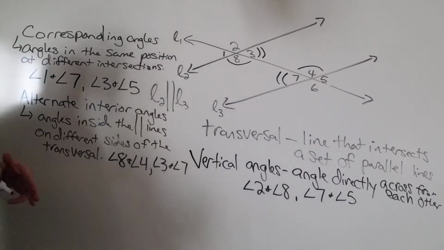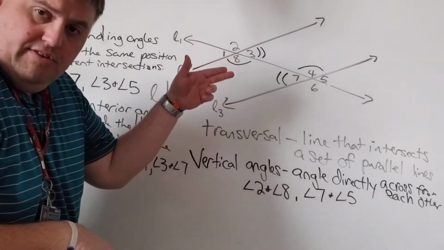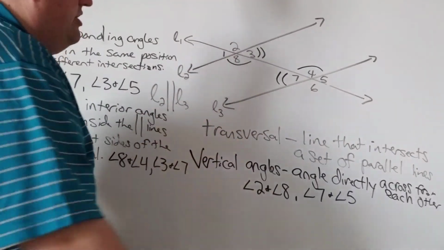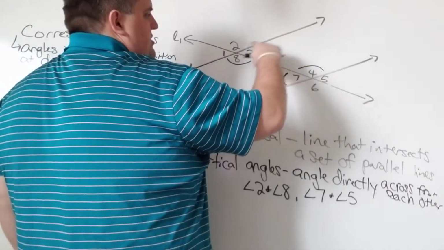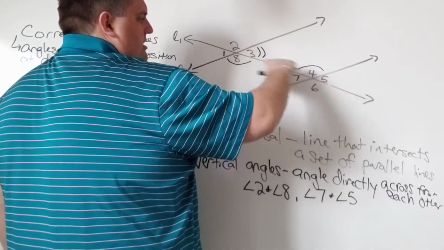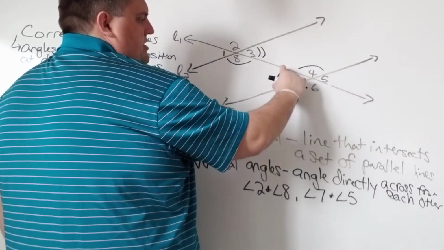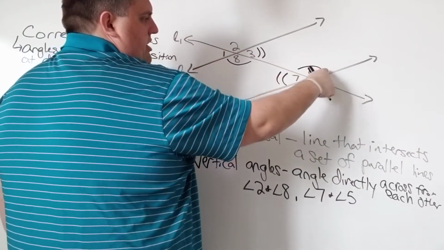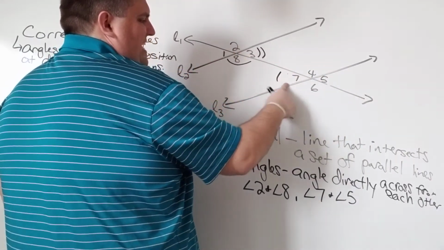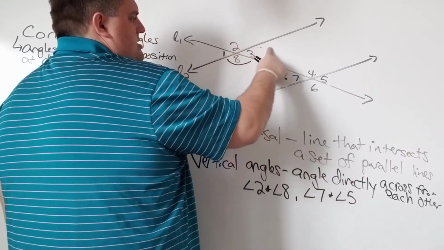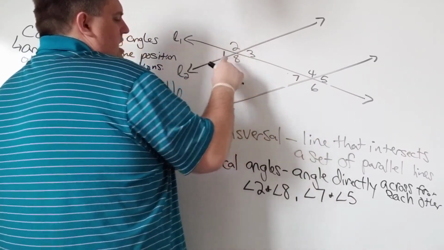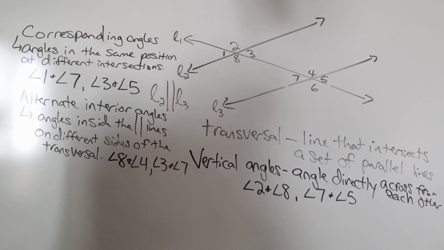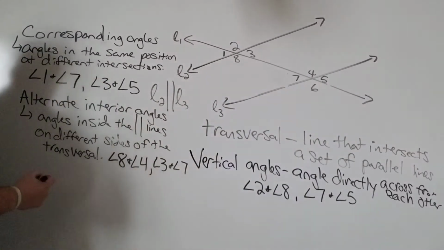So they're inside, but they're on opposite sides of the transversal. They make a little Z if you connect the parallel lines. The ones inside the Z, or if you go this way, are the ones that are congruent to each other. So those are alternate interiors. All right. There's also, I think I can fit alternate exterior on here.